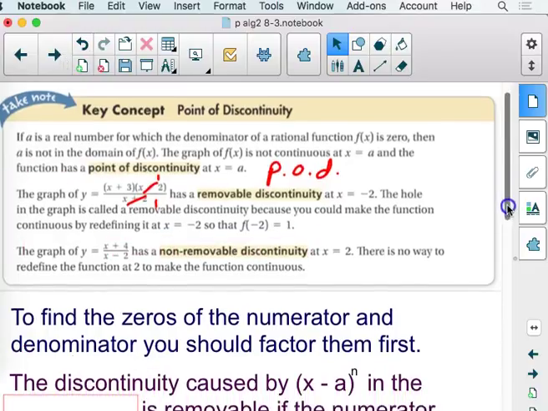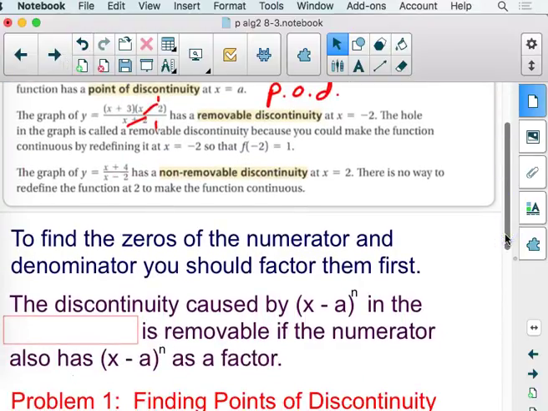If we cannot cancel it out, it's a vertical asymptote. And those we know we can't use. We can't use those numbers. So if it cancels, it's a hole, and it's a removable discontinuity. If it doesn't cancel, it's a vertical asymptote, and that's not removable. Vertical asymptotes are just there to stay.